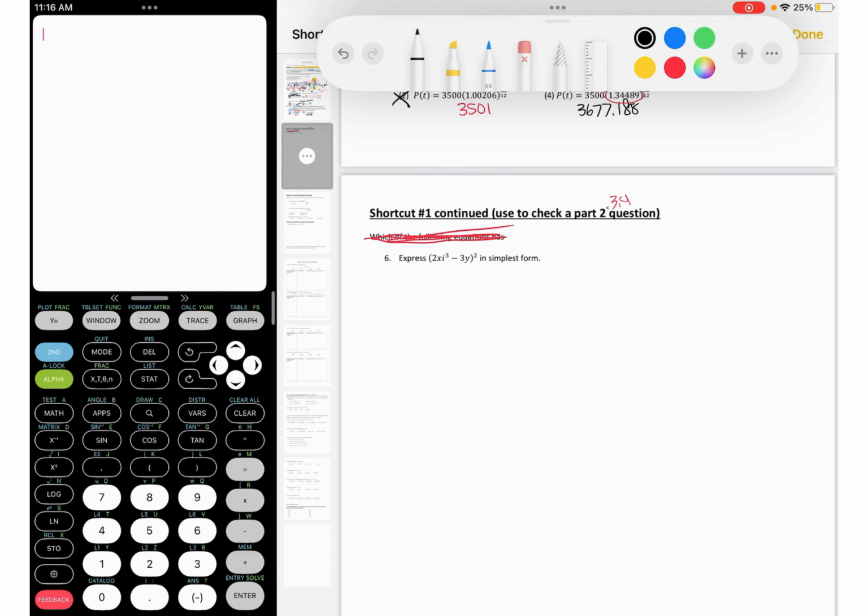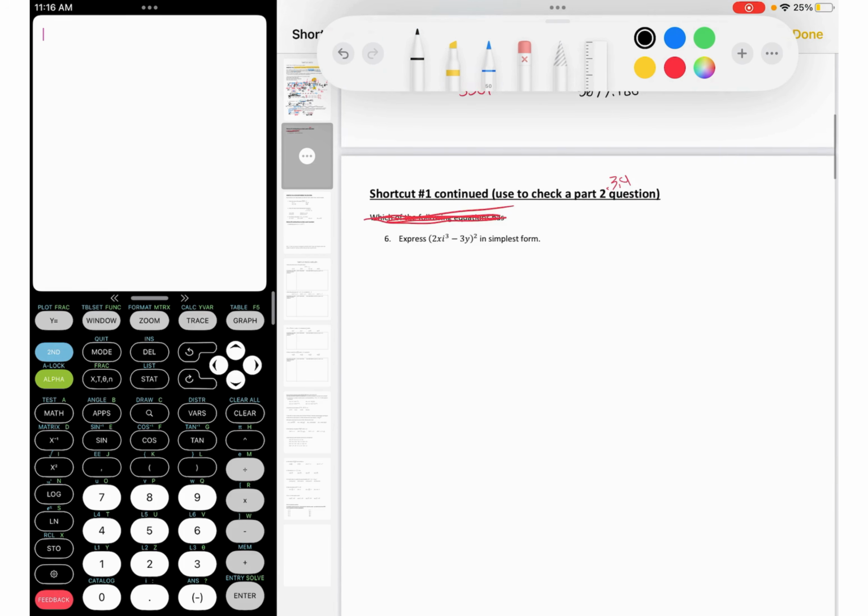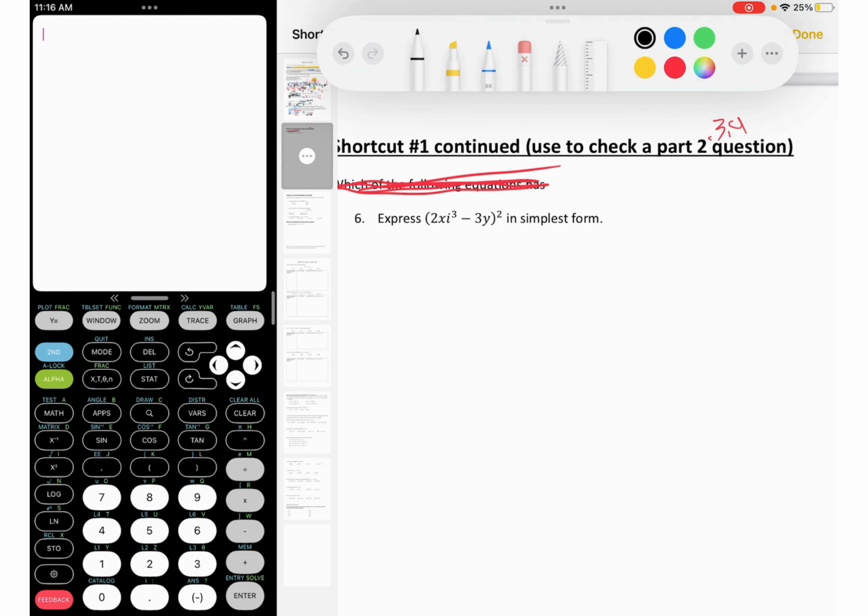Number 6 says express this in simplest form. So there's no multiple choice answers here to plug in. You would actually have to do this question. So I'm going to go through how to do it quickly. If you want more details on how to do questions like this, you can watch my exam review videos. I just want to focus on the shortcuts for this one. So again, if I speed round through this, I apologize.